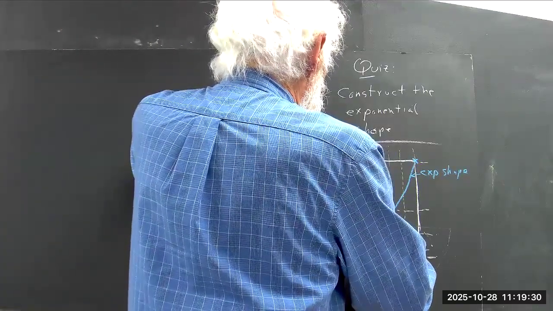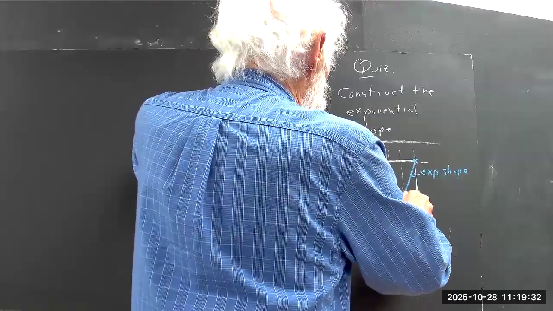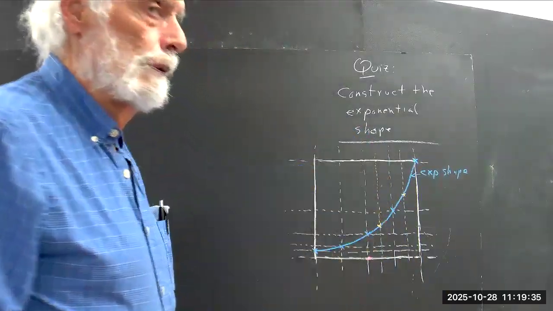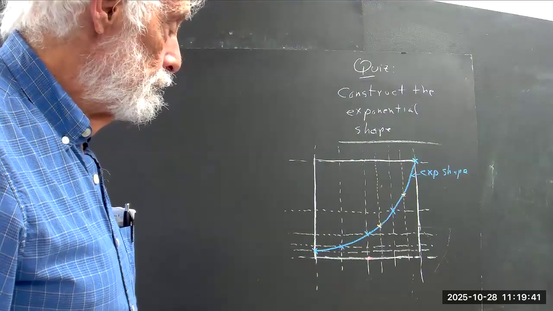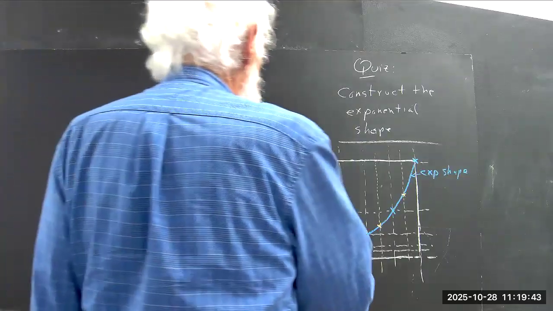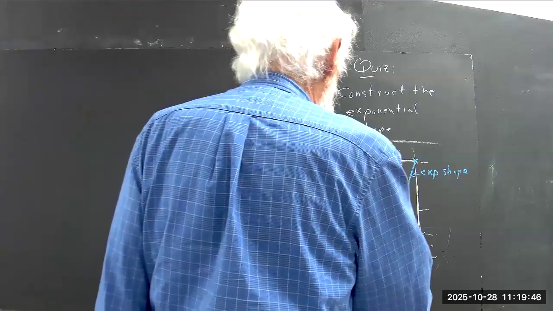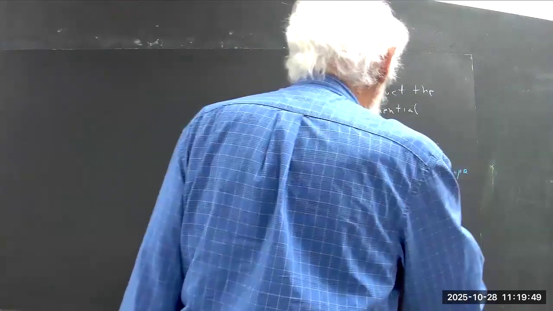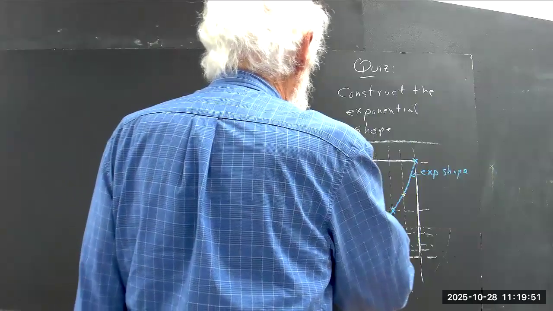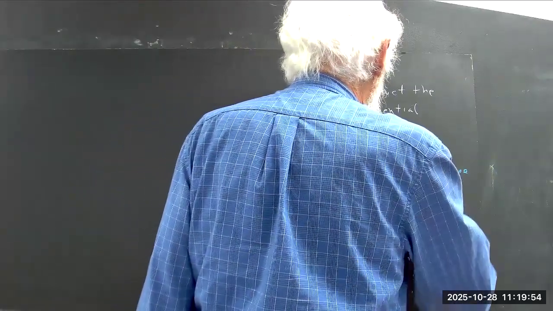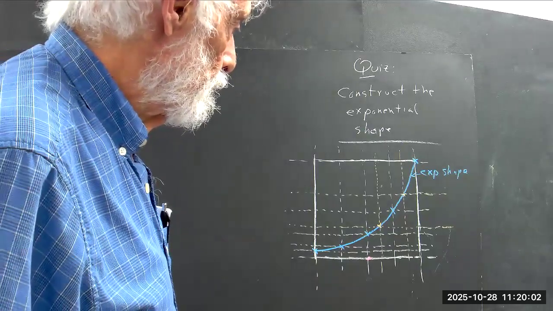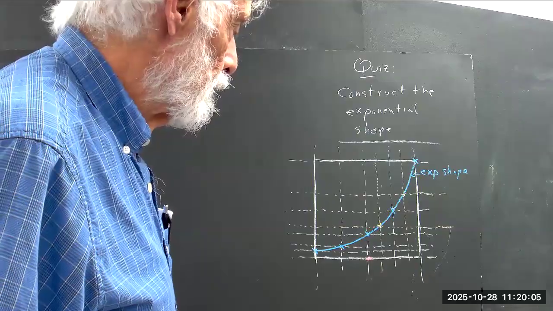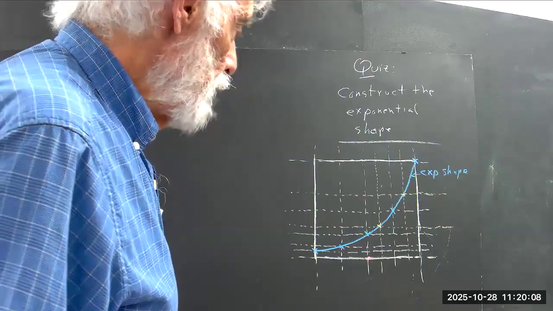I mark the point where each of these lines meets the graph. And then I draw a horizontal line through each point. And I'm going to extend those horizontal lines just a little bit.